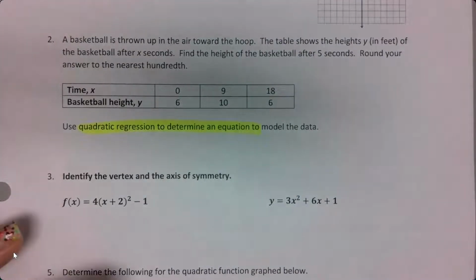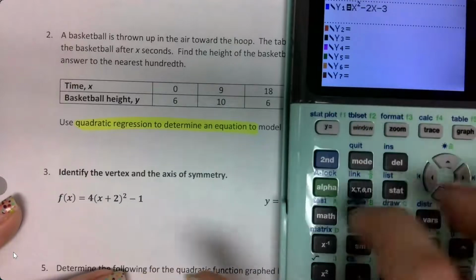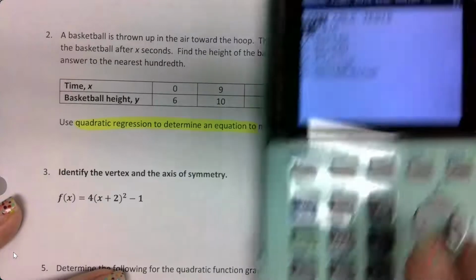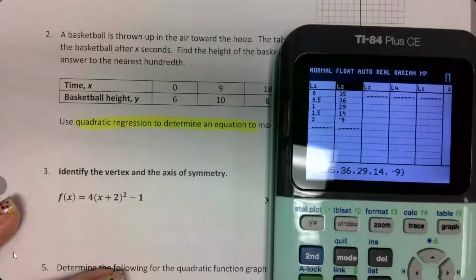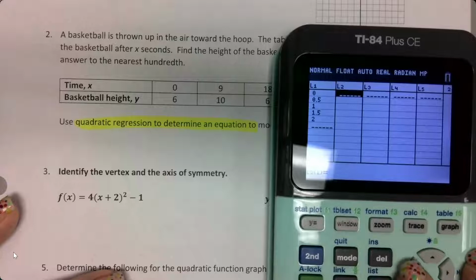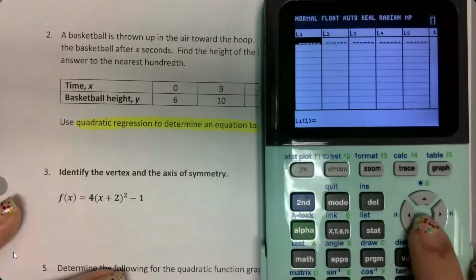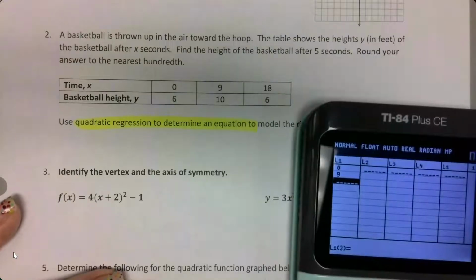So first thing I'm going to do is I am going to type this into my calculator. I'm going to go stat and then edit. If I need to clear out my list, I go up to the top where it says L1, L2. I press the clear button, arrow back down, and it clears out. So I'm going to enter my x values first, 0, 9, 18, and then 6, 10, 6.